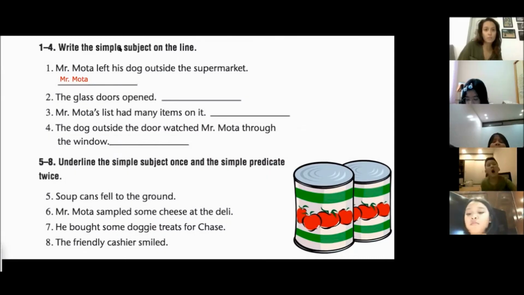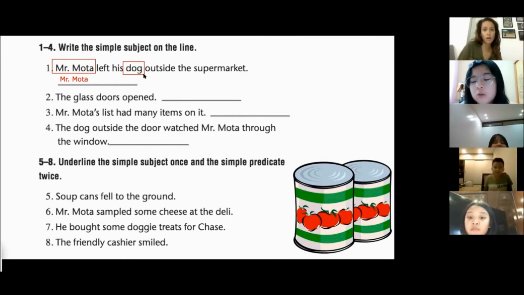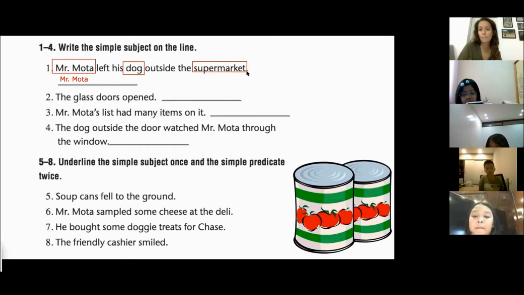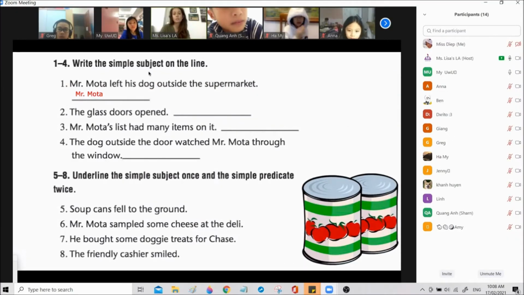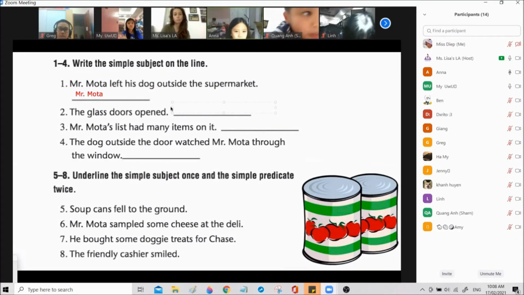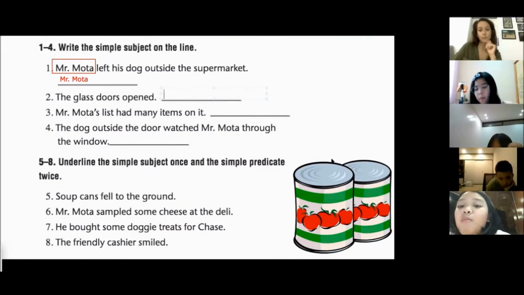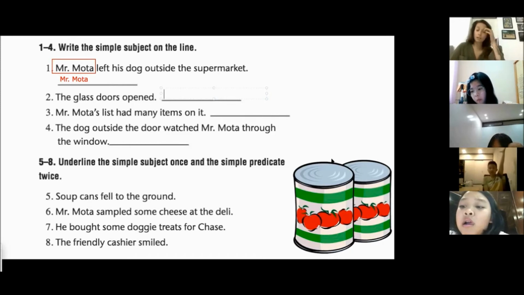So just because we have more than one noun, we have Mr. Mota, dog, and supermarket, those are all nouns, but we only have one subject, which is Mr. Mota. Can you read number 2? The glass door opened. What is the sentence about? The glass door. Okay, but what is the noun that our sentence is about? The glass door. Even simpler, one word.